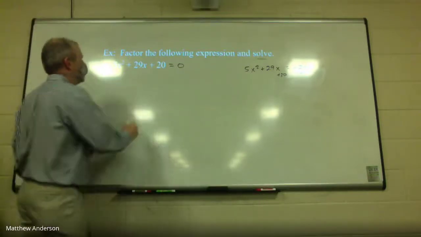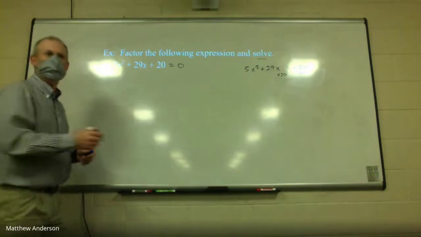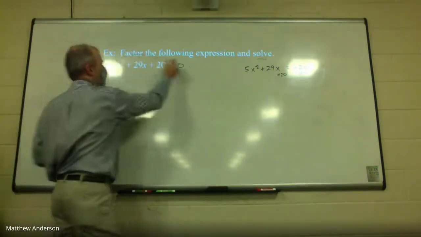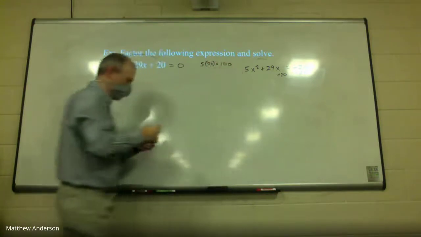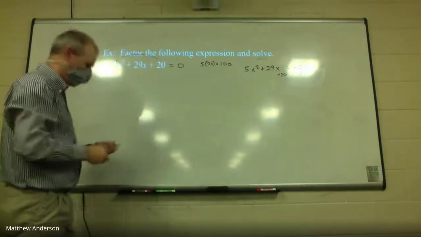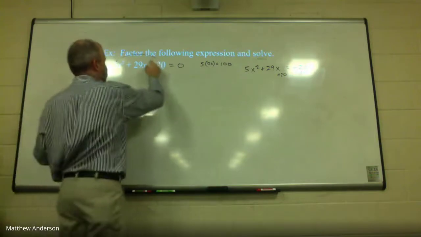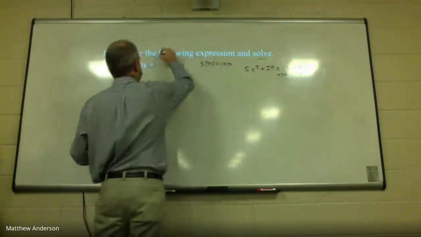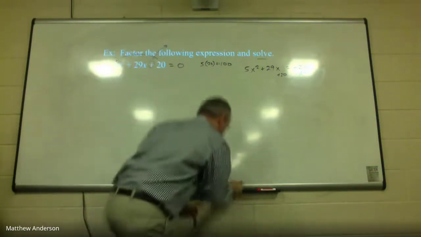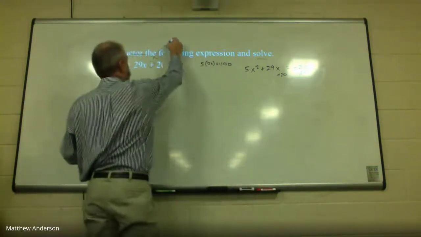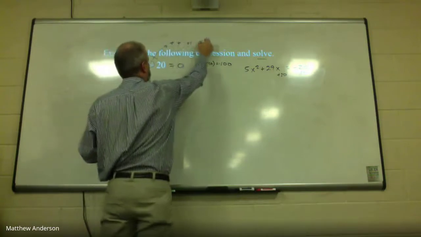All right. You tell me what to do and I'll write. A times C. 5 times 20 is 100. Okay, what's important about that 100? It's positive, and so is this 20. So this is positive. That tells us what about our signs? They're the same. So they are either both positive or both negative.